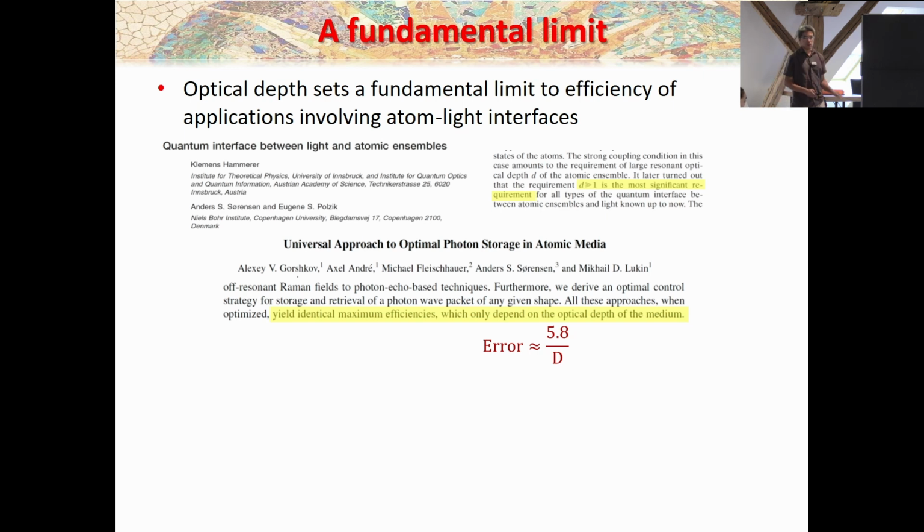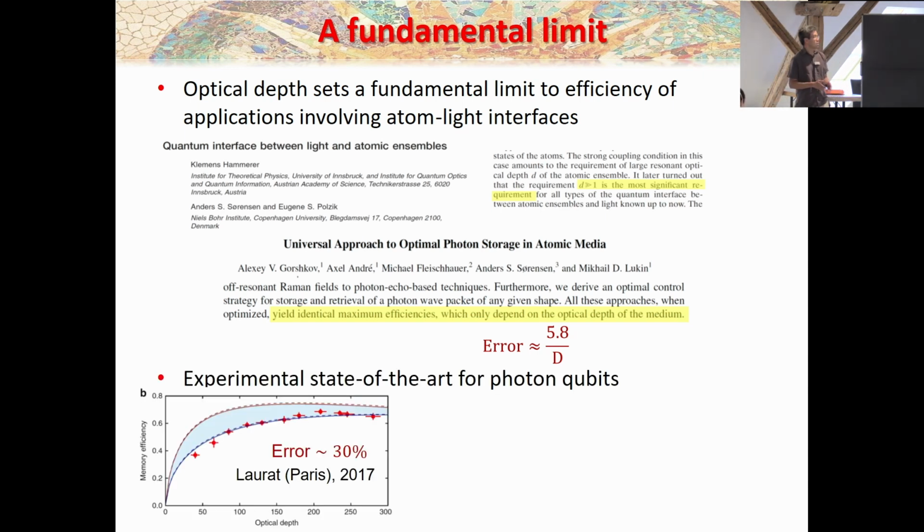To give you a sense of what that looks like practically in a lab, here's some experimental data from a state-of-the-art experiment where they do quantum memories for photon qubits. What they're plotting here is the efficiency, or 1 minus the error, as a function of optical depth. One thing you see is, as you first increase the number of atoms or crank up the optical depth, the efficiency gets better. It tends to grow pretty slowly as a function of optical depth. And it's not like the number of atoms in the universe is a really limited resource, so you can just crank up the atoms more and more.